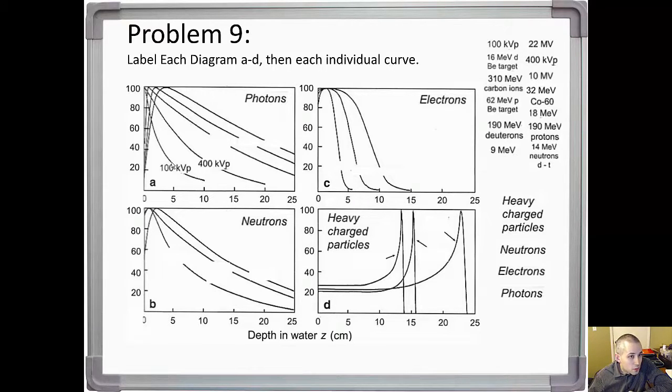Third one looks around 0.5. I'd say cobalt 60. Yep, got that one. Fourth one, D max looks about 2.2. I'm going with 10 MV because it's a spectrum. Got that one. And the last one, around 20. All right, 22 MV. Let's move over to electrons.